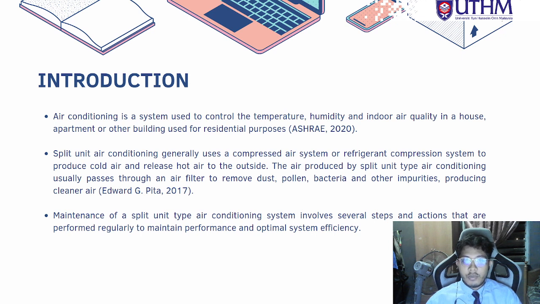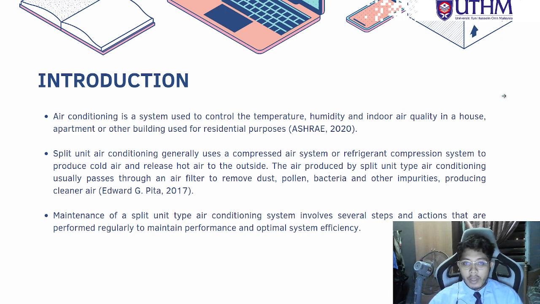Air conditioning is a system used to control the temperature, humidity, and indoor air quality in a house, apartment, or other building used for residential purpose. Split unit air conditioning generally uses a compressed air system or refrigerant compression system to produce cold air and release hot air to the outside. The air produced by split unit type air conditioning usually passes through an air filter to remove dust, pollen, bacteria, and other impurities, producing cleaner air.